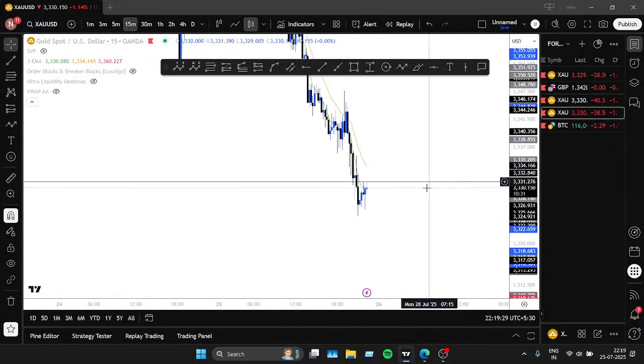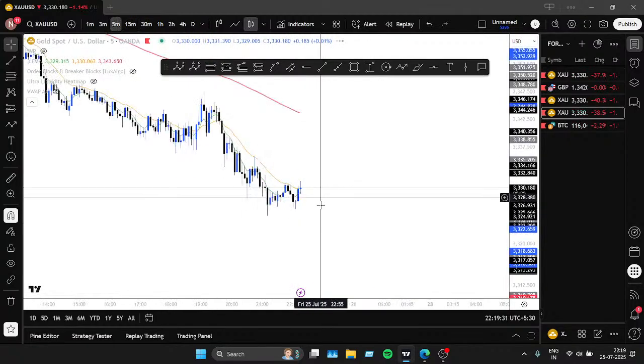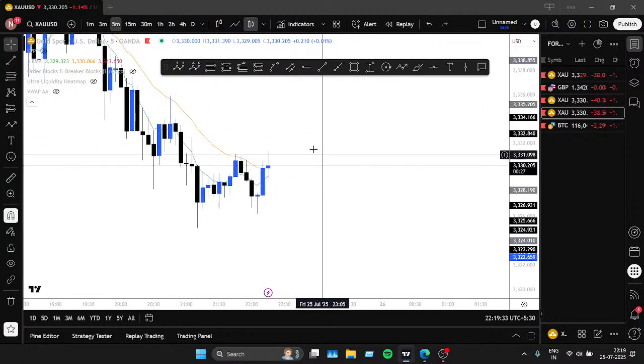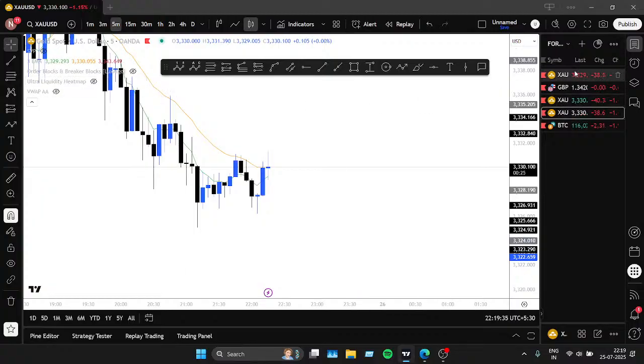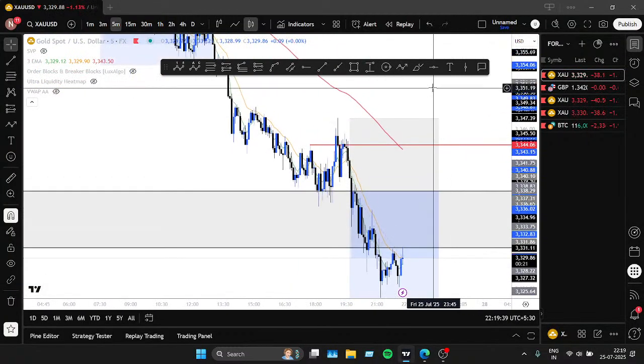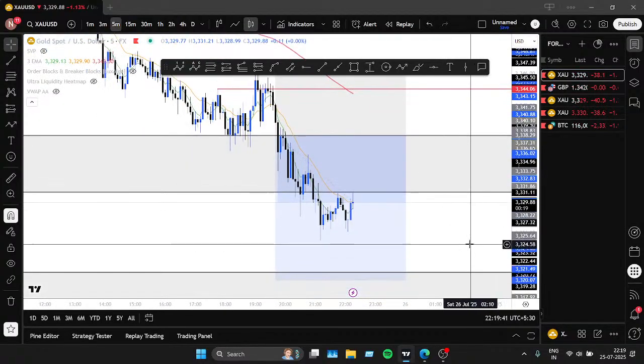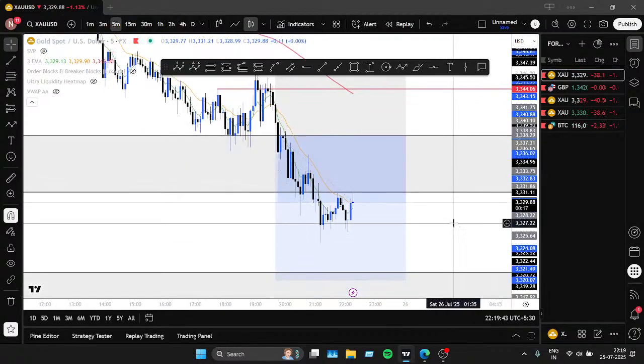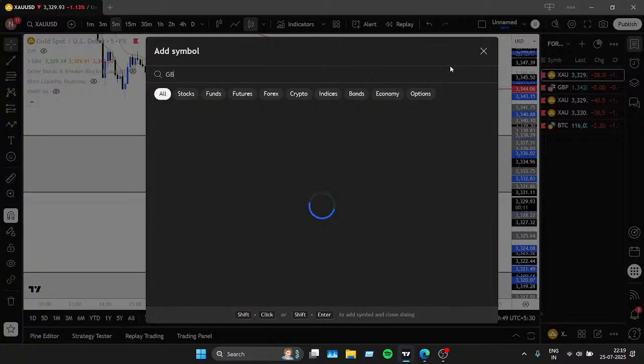Okay, looks like sellers are stepping in by observing this candle, gold candle. Let's look into GBP/JPY.